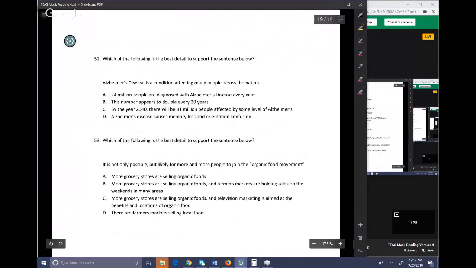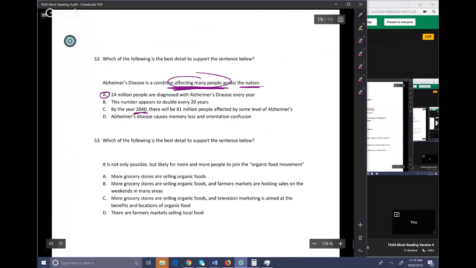52 asks for the best detail that supports the sentence below. And the sentence is Alzheimer's disease is a condition affecting many people across the nation. The best detail is that 24 million people are diagnosed with it every year. 3 of the 4 answers have numbers in them. They're all good. They're all close. The new diagnosis every year is the closest to saying it affects a lot of people.